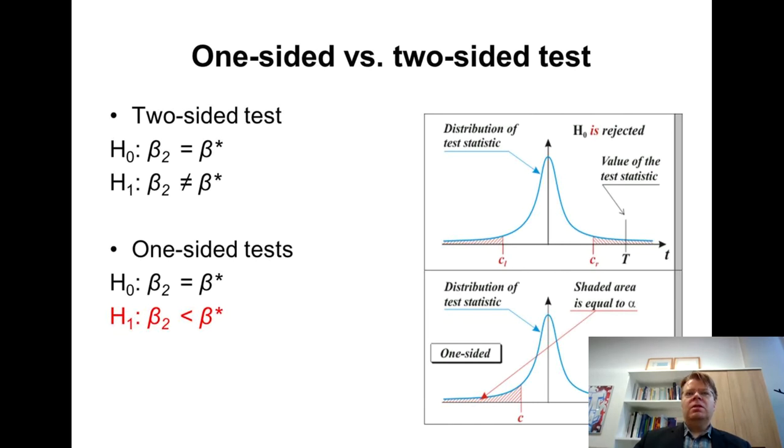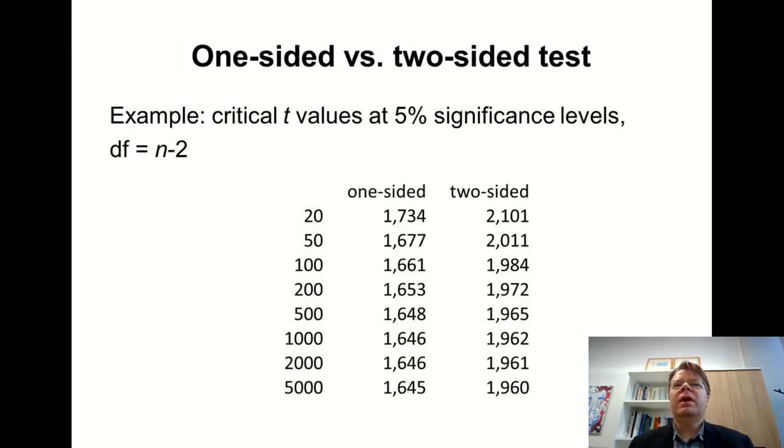So then, how does this one-sided or two-sided test affect the critical value? I have returned here to the same example of the single linear regression with different sample sizes. So remember the critical values of the t-distribution that we considered earlier in the case of the confidence interval. Of course, in the confidence interval, we also divide this rejection region equally to both tails of the distribution.